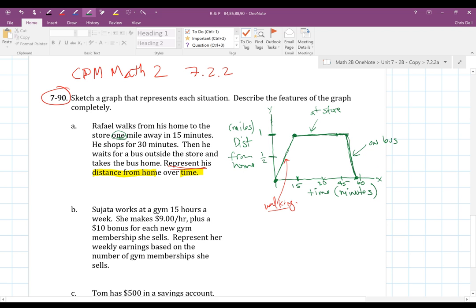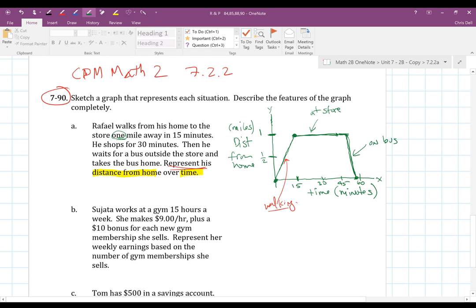So let's talk about the second graph, and I did some description there with the features. So what about B? B says Suwata works at a gym 15 hours a week. She makes $9 an hour plus a $10 bonus for each new gym membership she sells. Represent her weekly earnings based on the number of memberships she sells.